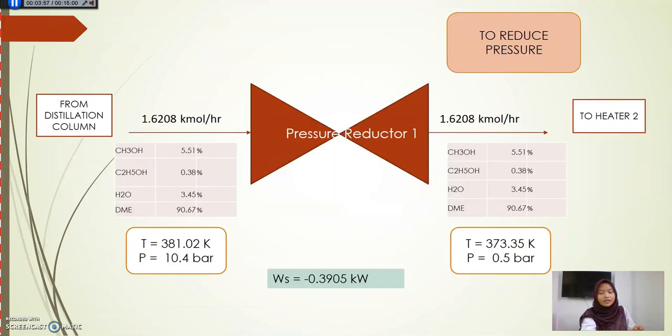Okay, so for the pressure reductor, the inlet is the distillate, and the outlet will produce 1.6208 kilomole per hour with a temperature of 373.35 Kelvin and 0.5 bar pressure. So this unit will release 0.3905 kilowatt of energy.